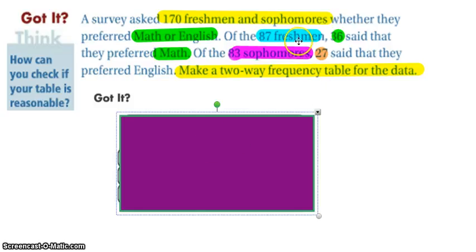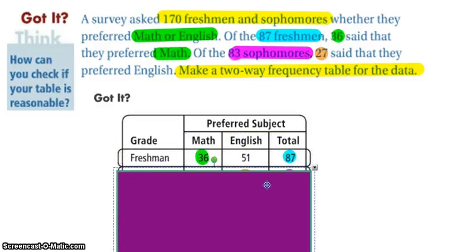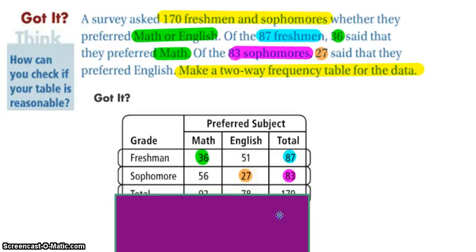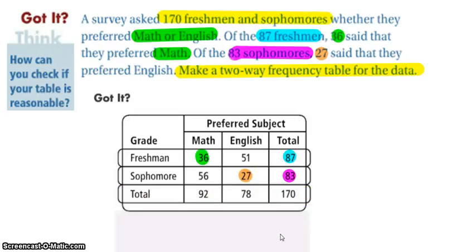When I analyze the numbers that I'm given, with 87 total freshmen, 37 preferring math, I can just find the difference between them to solve for the rest of the freshmen. So I see here that I get 51 that preferred English. And then I do the same with the sophomores, 83 total, 27 preferred English, so I find out that 56 preferred math. I need to have both a total row and a total column, and then my grand total down here at the bottom right.